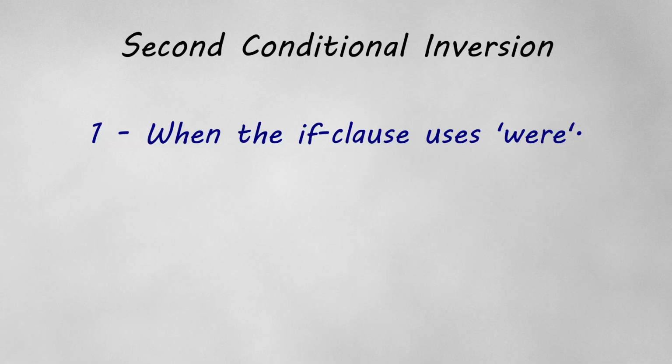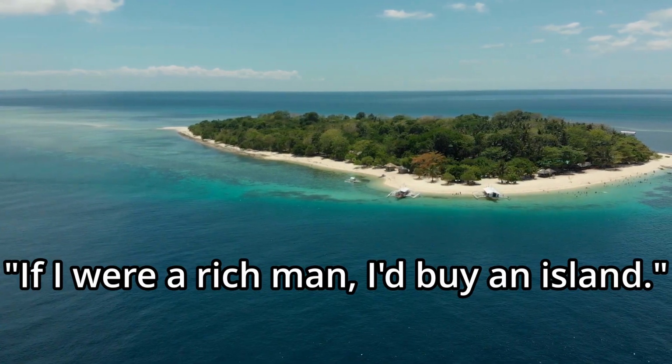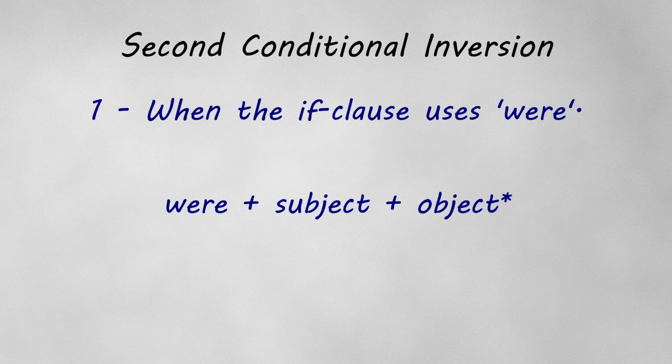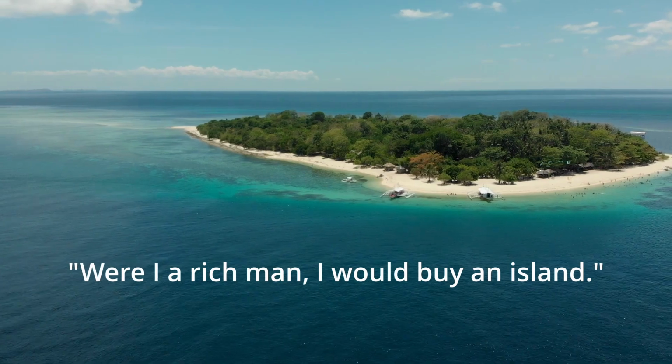So let's look at inverting the second conditional. There are two ways we can invert the second conditional. The first way is when the if clause uses a be verb, the subjunctive were, like if I were a rich man, I'd buy an island. To invert this sentence, we remove if and place the be verb, were, at the start of the sentence. We then follow it with the subject and then the object. Were I a rich man, I would buy an island.